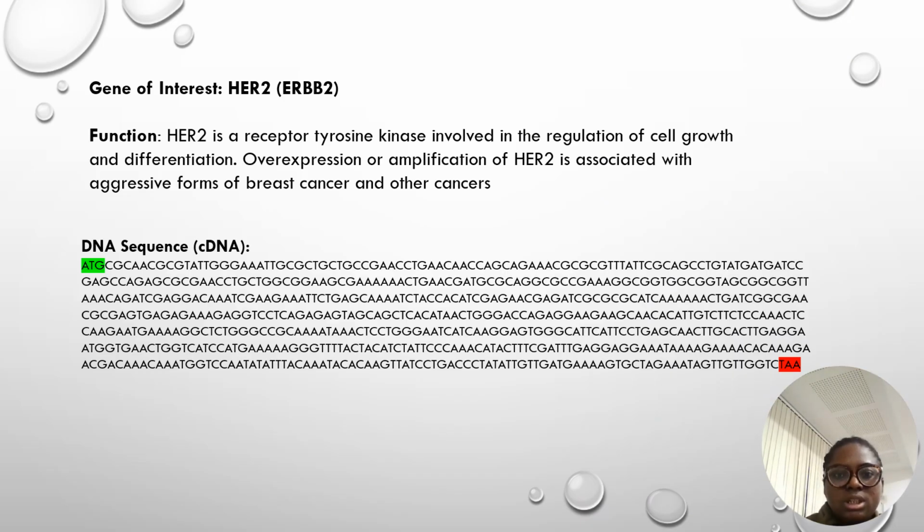Our gene of interest is the HER2 gene, also known as the ERBB2 gene. It is a growth factor receptor gene that produces HER2 proteins. It encodes a receptor tyrosine kinase that plays a critical role in regulating cell growth and differentiation. Overexpression of this HER2 gene is often associated with aggressive breast cancer and other types of malignancies. The sequence displayed here is the complementary DNA strand of this HER2 gene, and it is used in this experiment for cloning and expression in the mammalian cell.